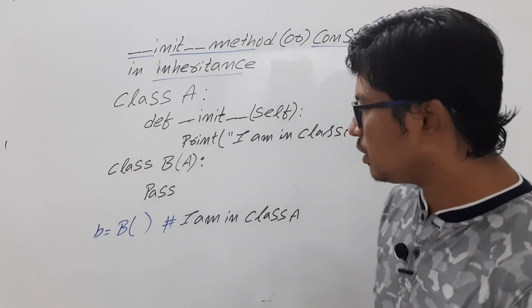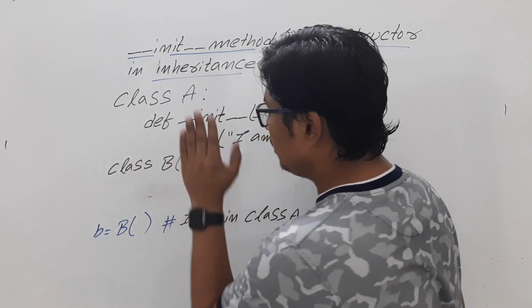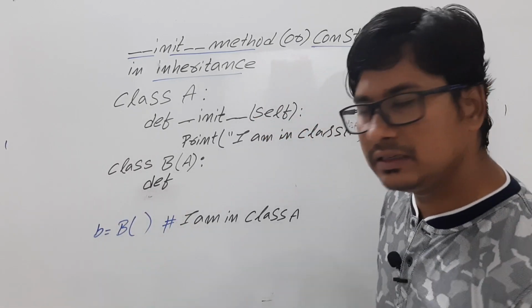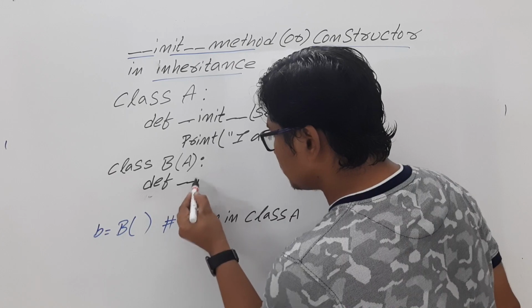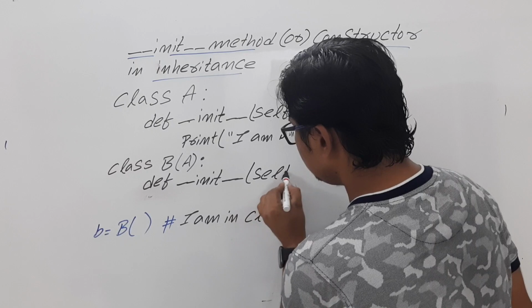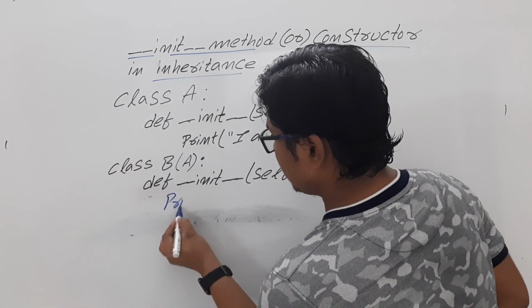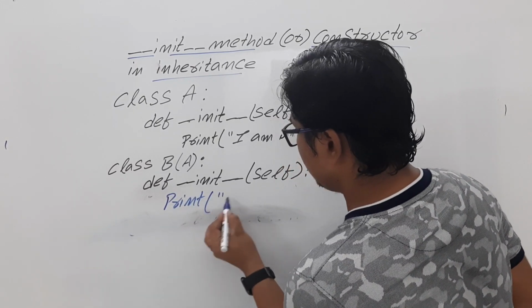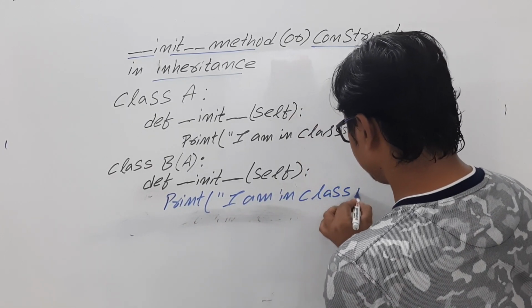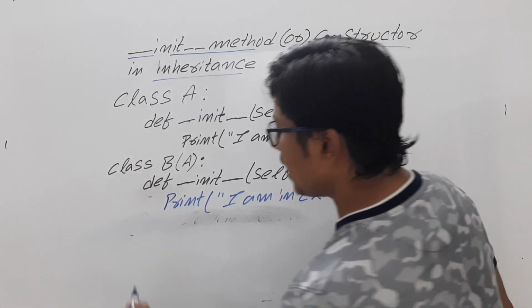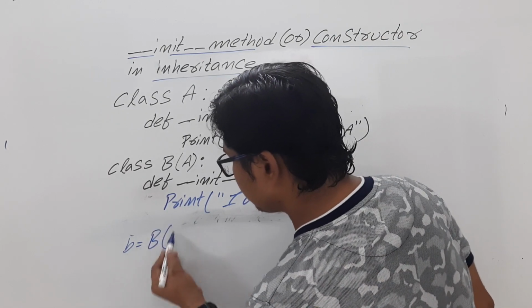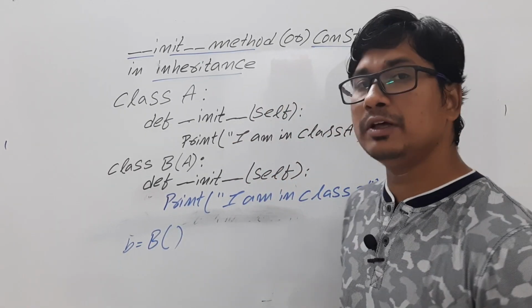Now you will have one doubt. I will discuss that doubt. Look here. You have an init method in class B also. I have written print, I am in class B. Now I have created an object called small b for class B. Then guess what will be the output you will get?